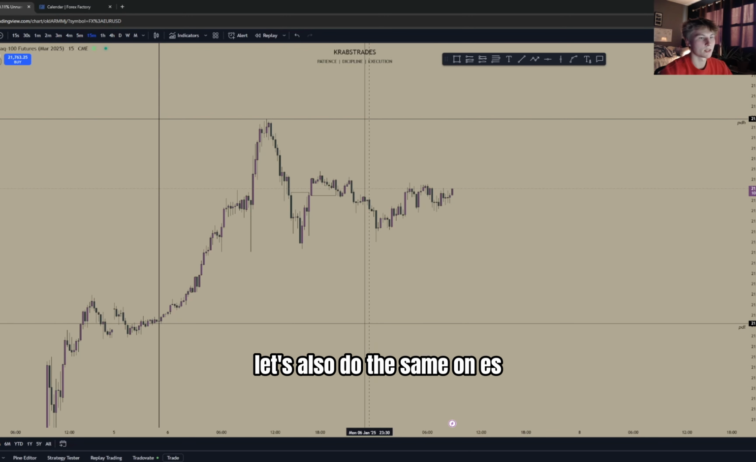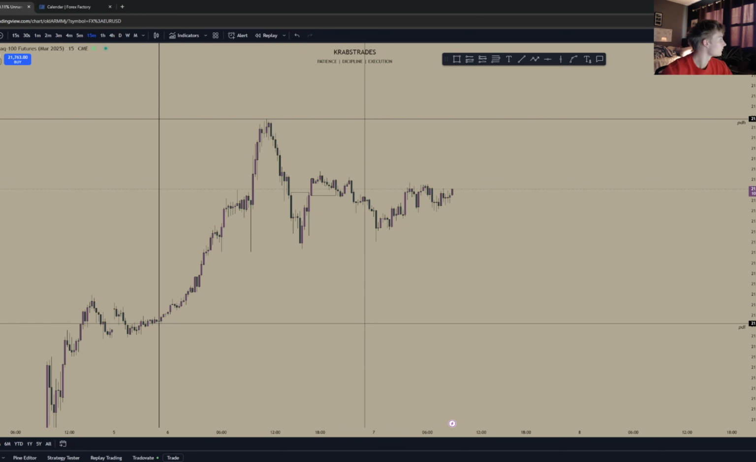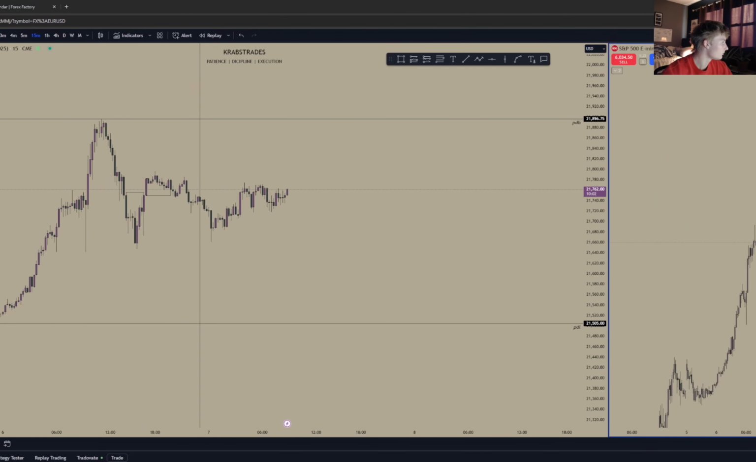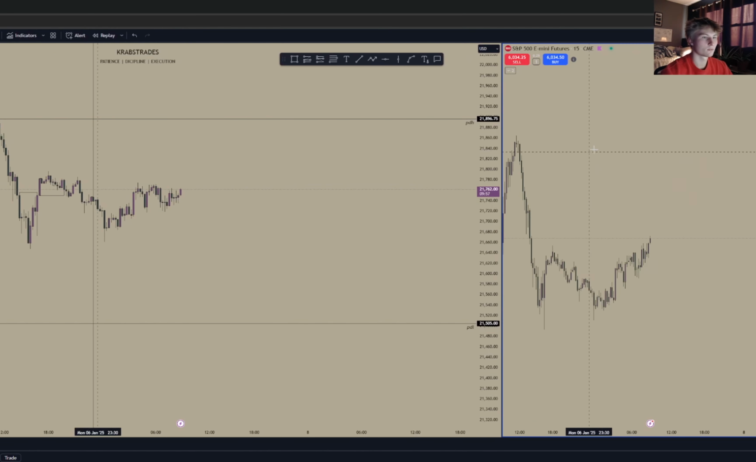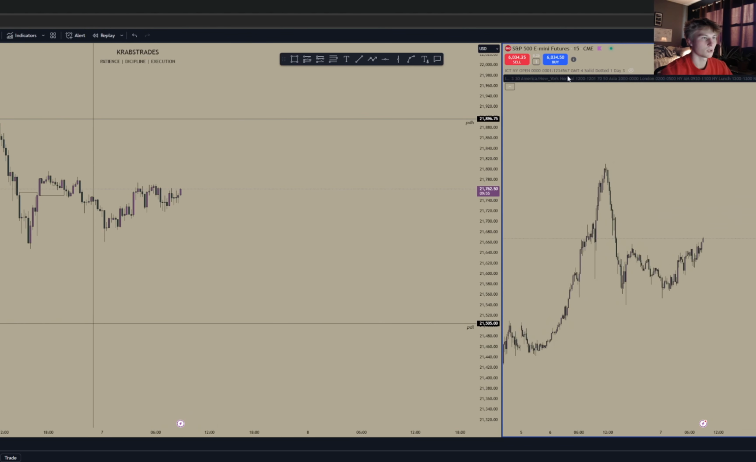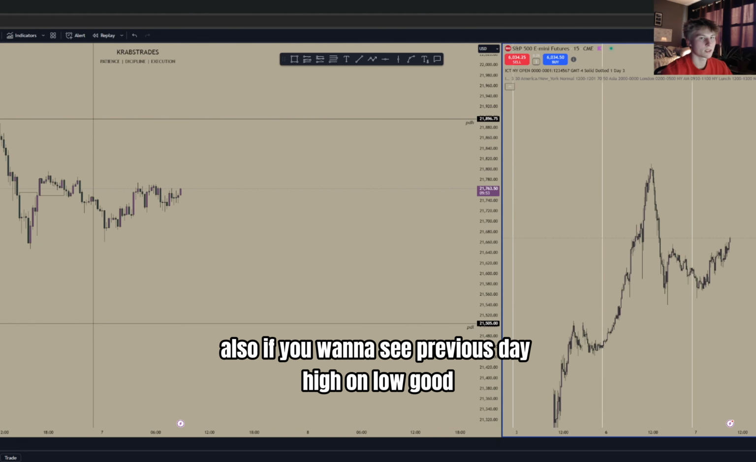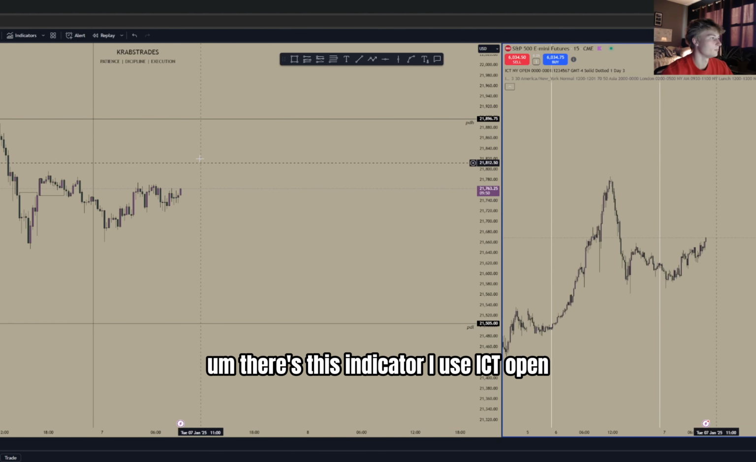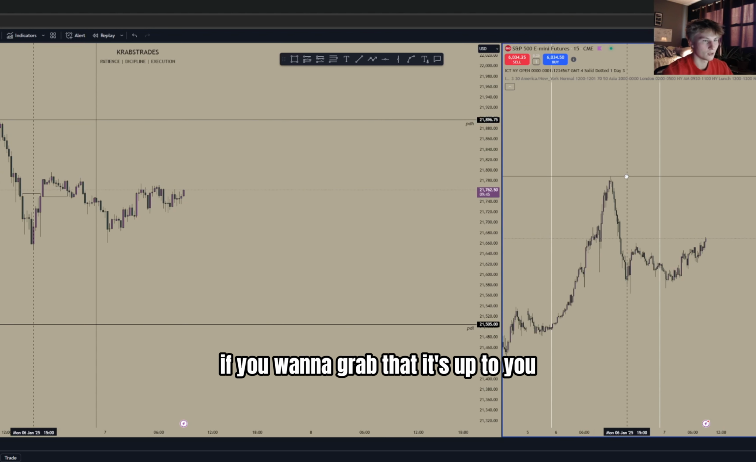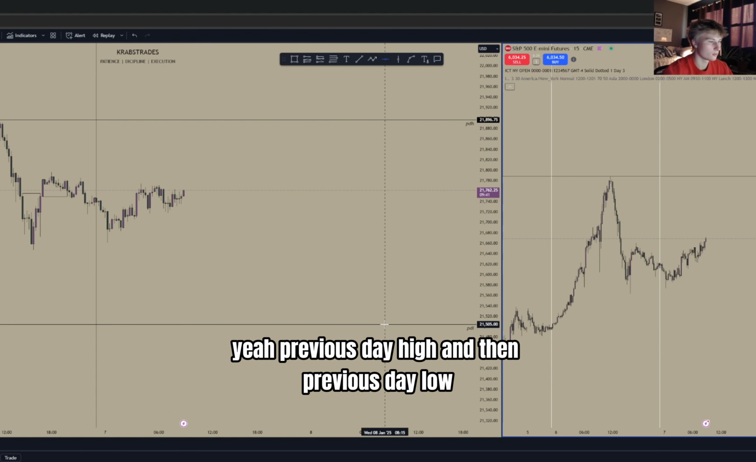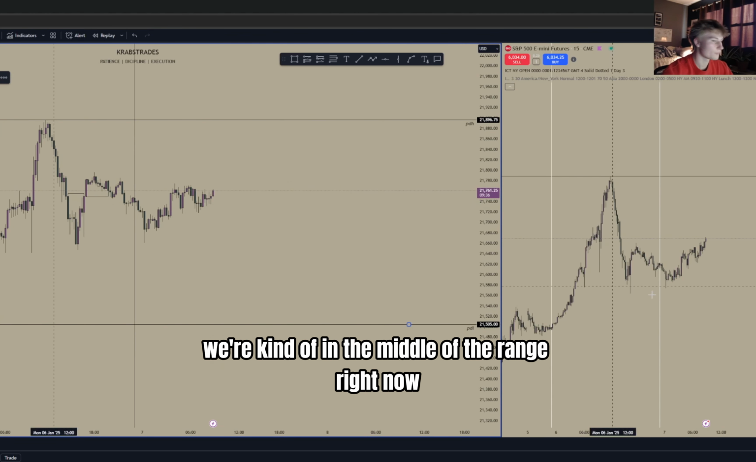Let's also do the same on ES. Let's see, can you guys see ES? Nah. Hold up. There we go. Also, if you want to see previous day high and low good, there's this indicator I use, ICT Open. If you want to grab that, it's up to you. But yeah, previous day high and then previous day low. We're kind of in the middle of the range right now.